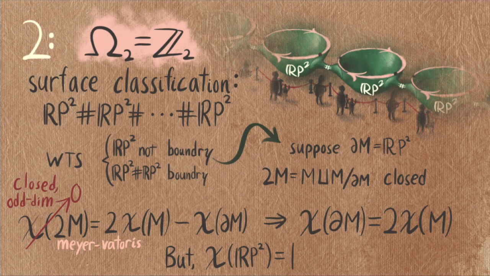However, we know already that the Euler characteristic for RP2 is just 1, and thus we have our contradiction. This is an even number, this is an odd number, hence RP2 can never be a boundary of a free manifold. Next, we show the connected sum of two copies of RP2 is a boundary via proof by pretty picture. Okay, so we have the connected sum of two copies of RP2.